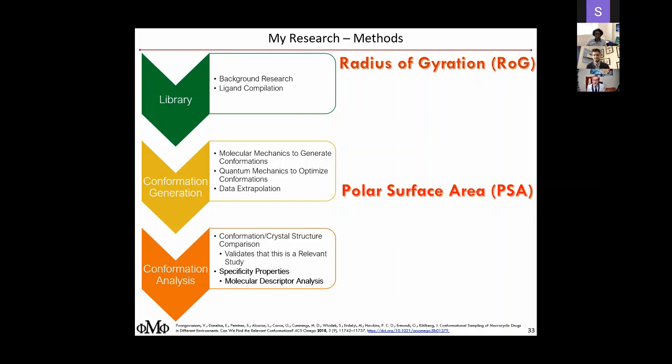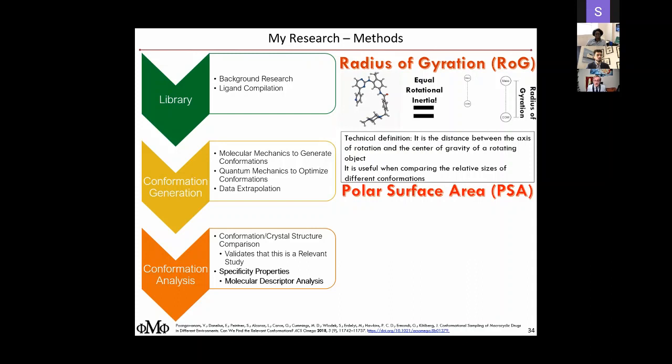So radius of gyration is a really effective way at looking at the different sizes of conformations. It is the distance between the axis of rotation and the center of gravity of a rotating object. And what's key here is that this object up here on the left is rotating, and it has a specific rotational inertia that when we make a different model system where we have the sum of the mass a set distance away and that rotates, that set distance is known as the radius of gyration, and these two systems have the exact same rotational inertia. So it's really effective at giving us an idea of the size of different conformations.